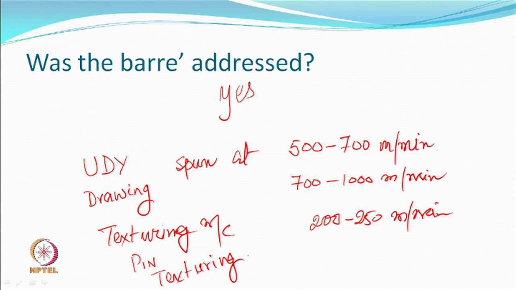Remember pin texturing? The twister was a pin, all right? The spindle was a pin. And at what speeds are you rotating? 10⁵ RPM, right? Running at that kind of speed, you could get this speed. And so, the big challenge was there, of course.